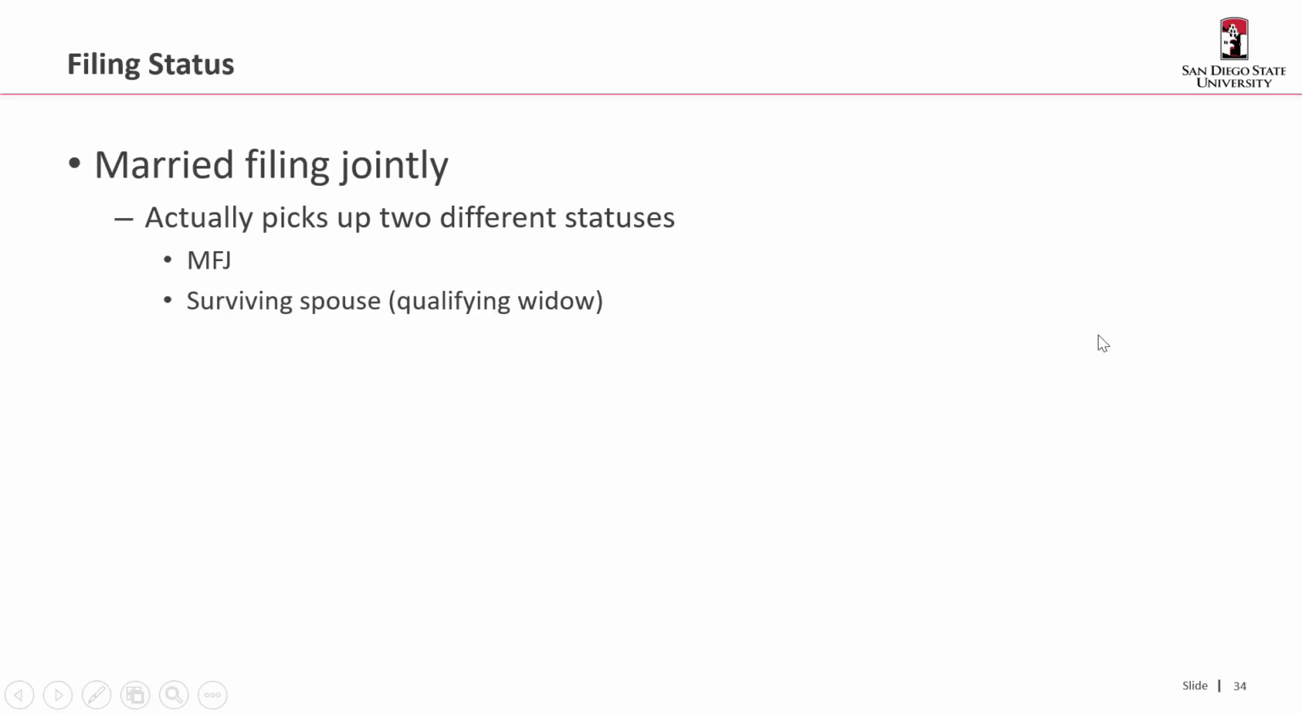All right, let's get started with married filing jointly. So married filing jointly picks up two different statuses.